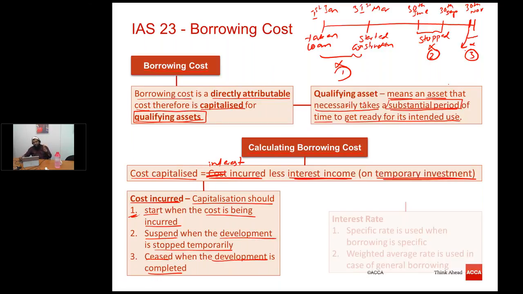So capitalization will start when we have started the construction, and will end when we have ended the construction. And if we have temporarily suspended the construction, during that time the interest will also not be capitalized.